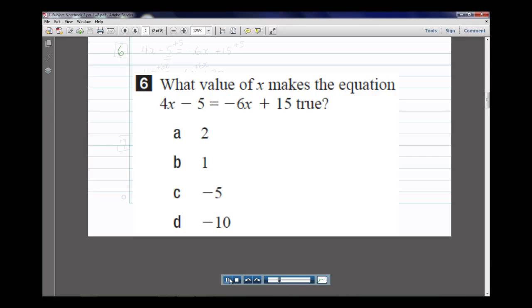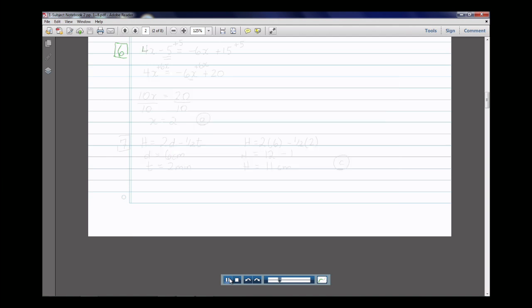So now we'll look at multiple choice question number 6. And the question states, what value of x makes the equation 4x minus 5 equal to minus 6x plus 15 true? So you write down your equation, and you could try again the guess and check and substitute in for x, but you have been taught how to solve equations, and that is another quick way of doing it. So we'll do it that method.